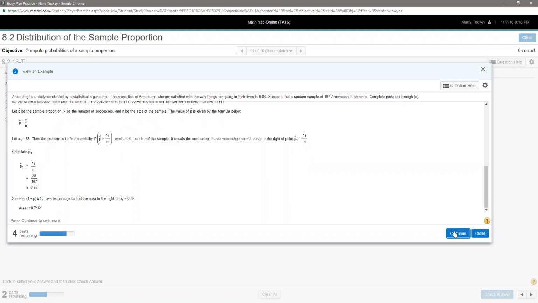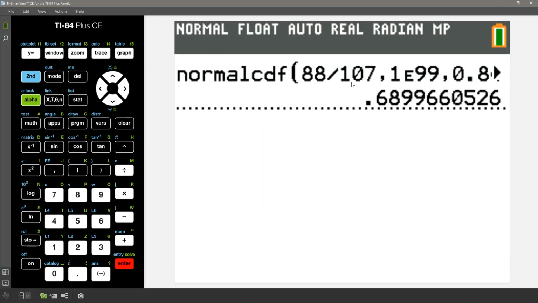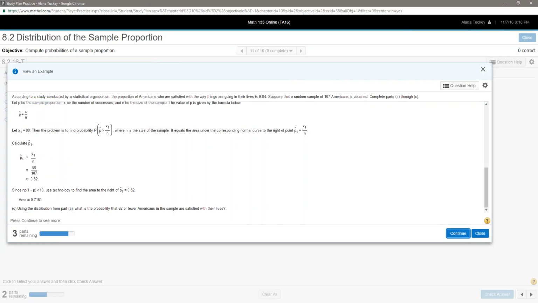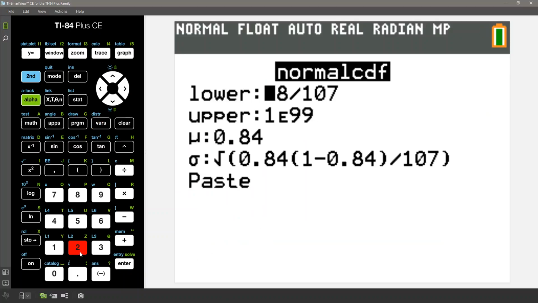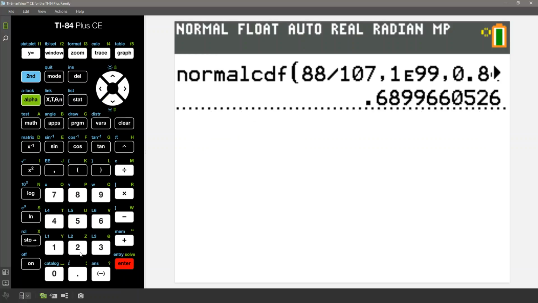So, yeah, there's the 0.82. So they really rounded that to 0.82 instead of 0.8224. We kept more accuracy by doing 88 over 107. So if they want to do 0.82, which is fine, then we can do that too. So we'll go to second distribution, pick number 2. If they want to keep it that inaccurate, we can do 0.82, 1E99, and then 0.84, and then down here we could do 0.035 for our standard error, and then paste that.